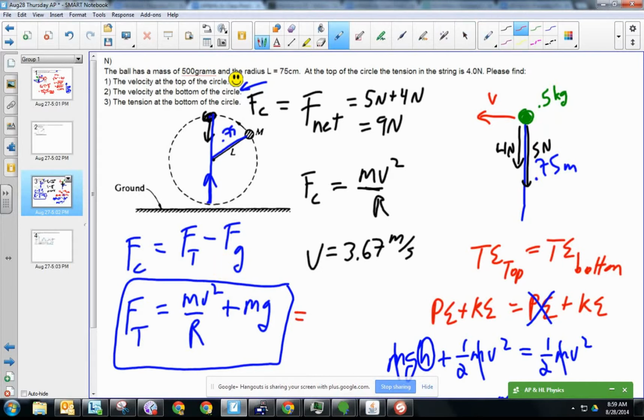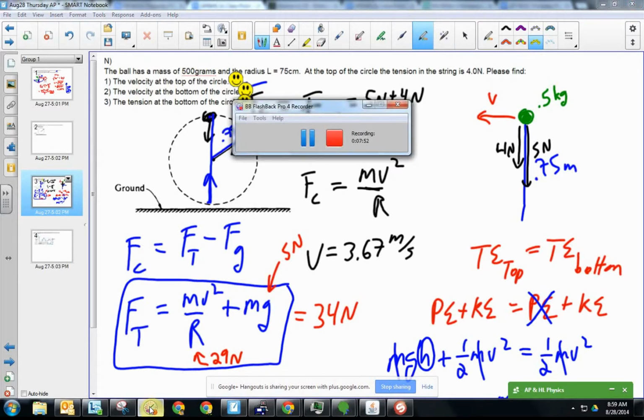What's the centripetal force? Around 29 newtons. And then for the gravity, we still have the 0.5 kilograms, so we still have 5 newtons. So the overall tension is going to be 34 newtons, and that is the answer to the tension at the bottom of the circle. At this point, we're happy with all three, and we can stop this fantastic video for the people that weren't here to listen to it.